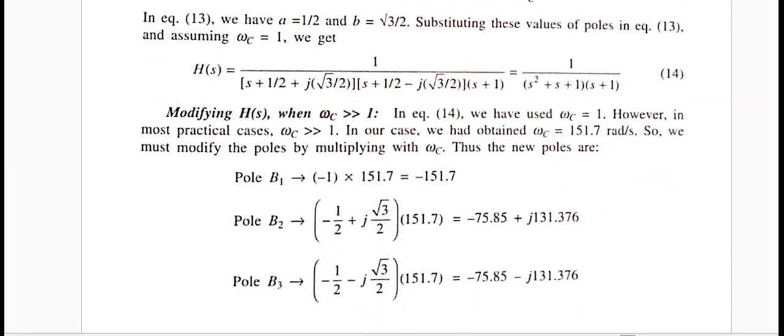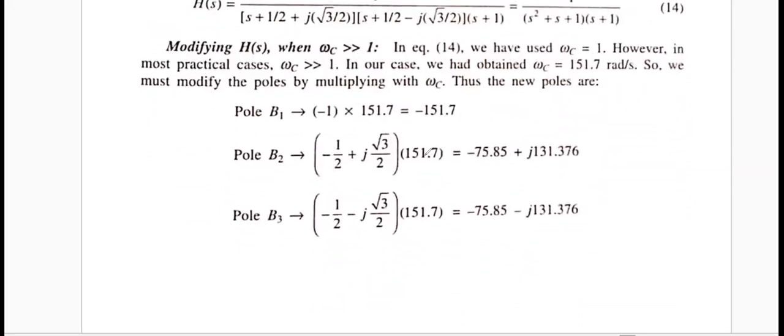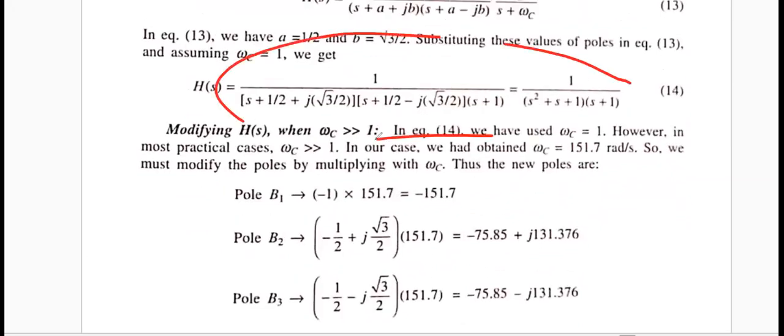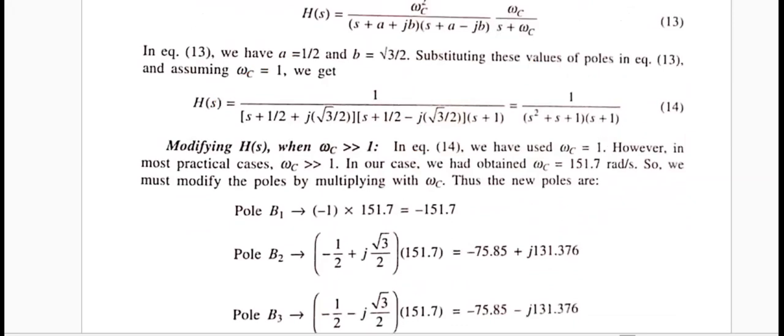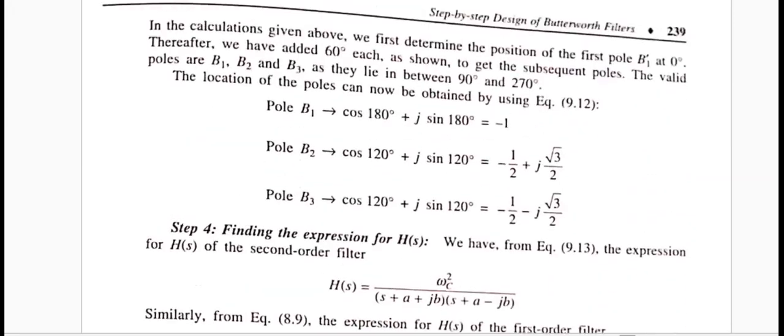Now one thing is missing. We let omega c equal to 1. Now we need to put omega c equal to 151.7. Where you need to put that, not into this equation directly. You need to do this calculation before. So what you can do, you do not need to show this. Okay, exactly what you can do with this expression.